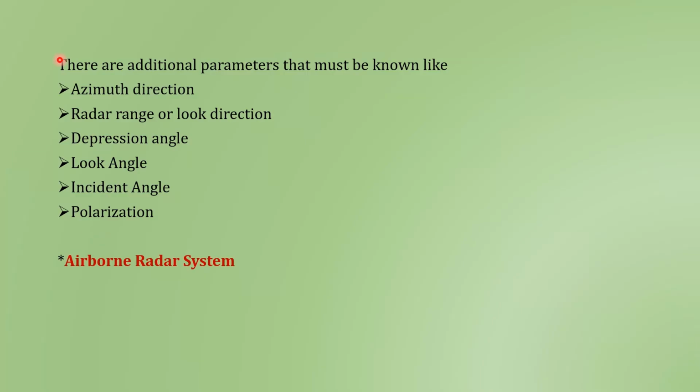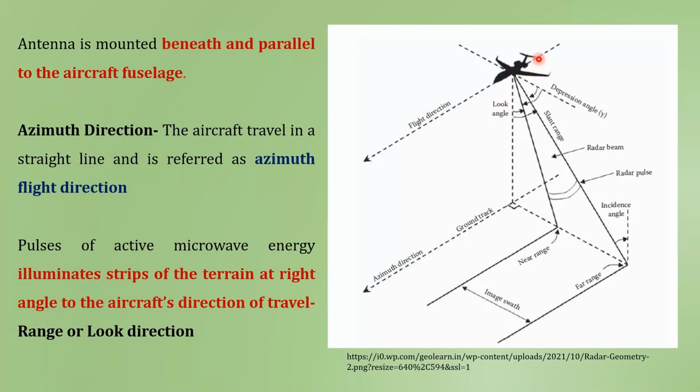So we will understand each of these parameters considering an airborne radar system. This is an airborne radar system, means the active microwave remote sensing system is placed on the aircraft, and the antenna is mounted beneath and parallel to the aircraft fuselage.